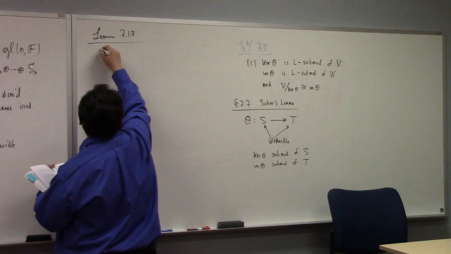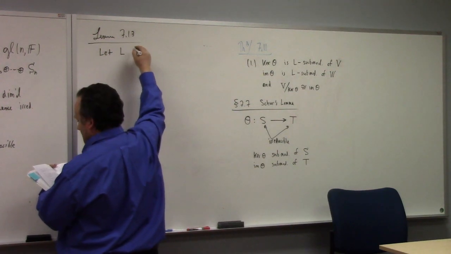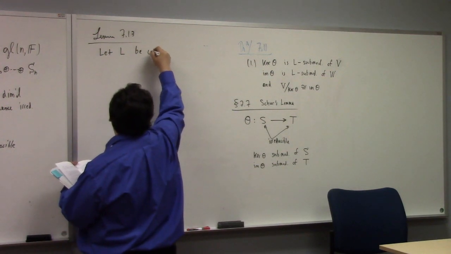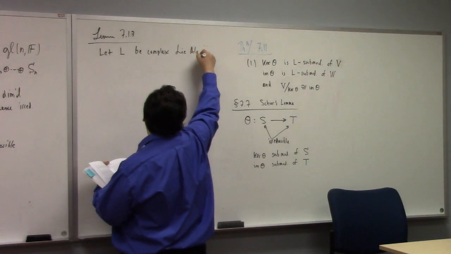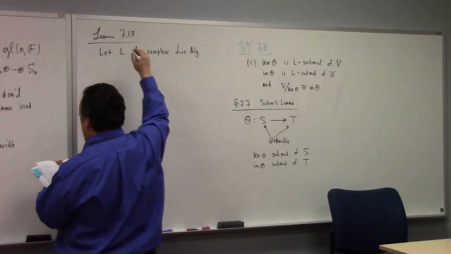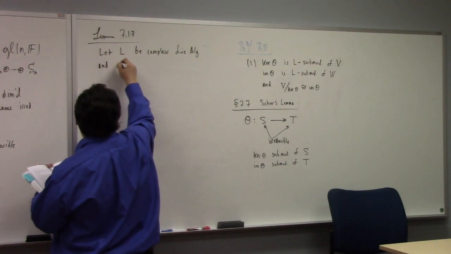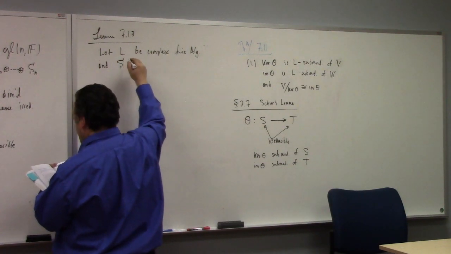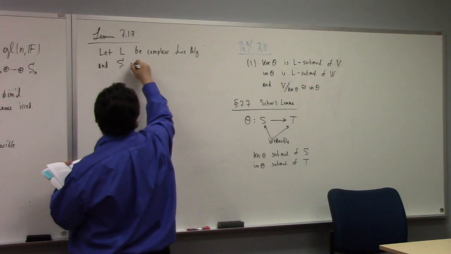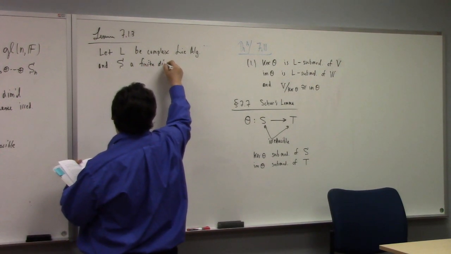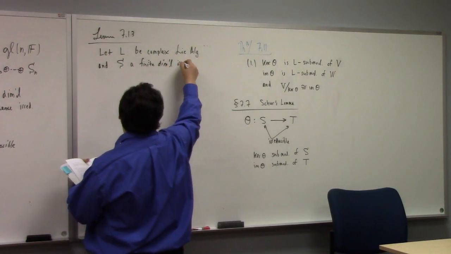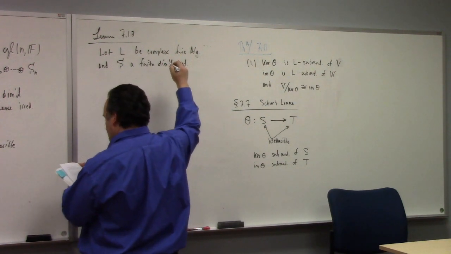It says, let L be a complex Lie algebra and S a finite dimensional irreducible L module.